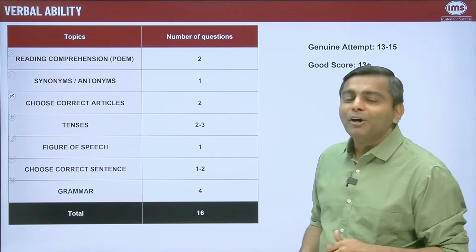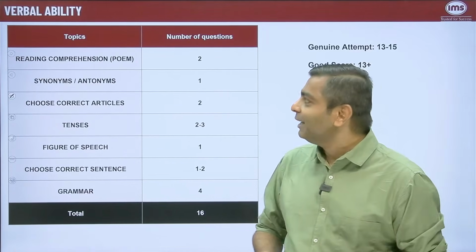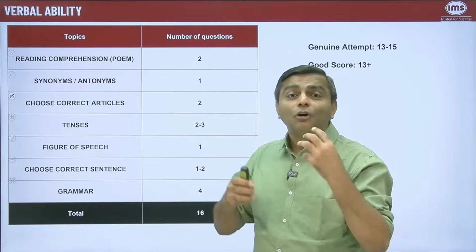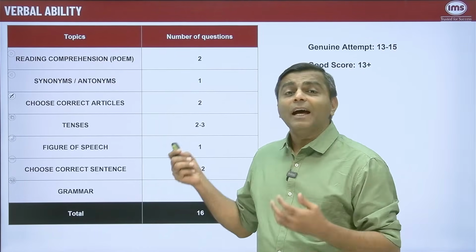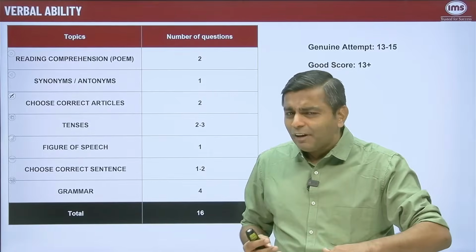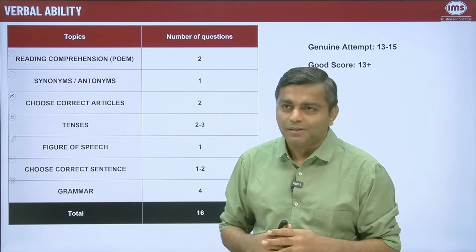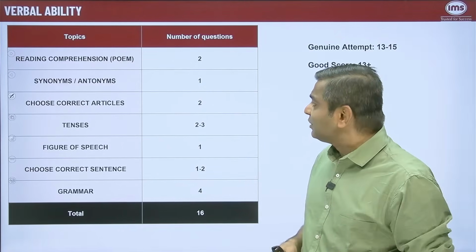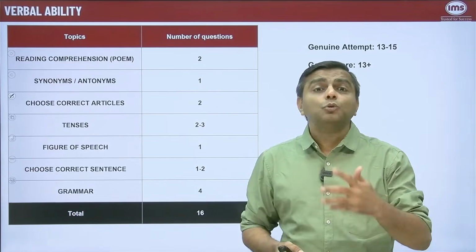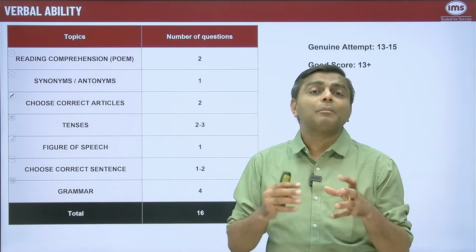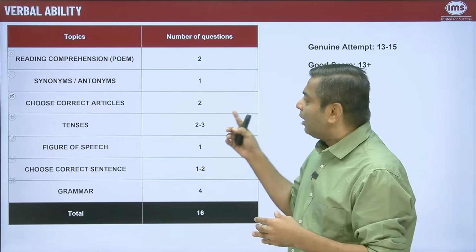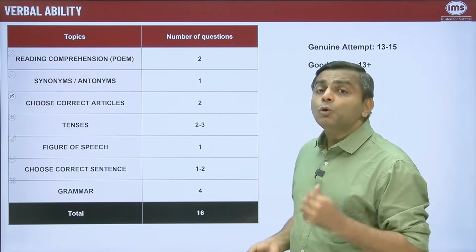Okay, moving on to the next section, verbal ability. As always, the RC, not really a passage but a poem. This time also there was a poem and had 2 questions from that. Again, very, very simple, very straightforward questions. Okay. One question on synonym, antonym, 2 questions on choosing the correct article, A and the, which articles can be placed in the blanks that they had given. So 2 questions of that type.